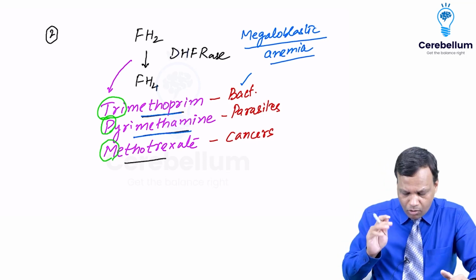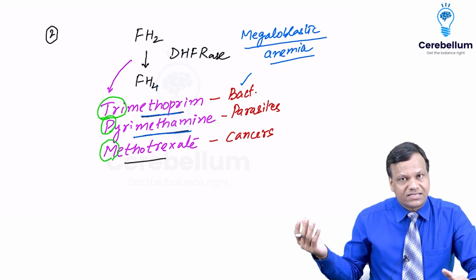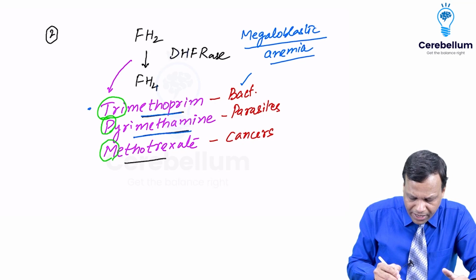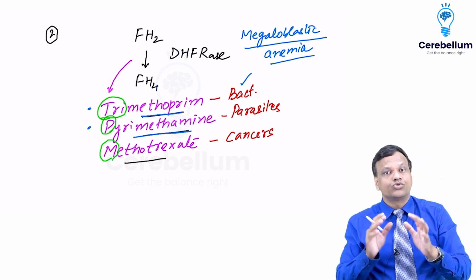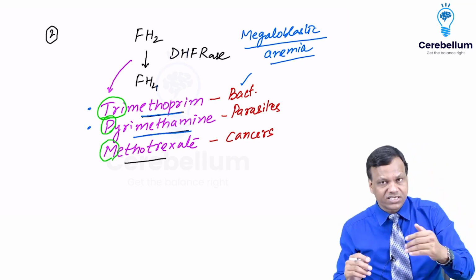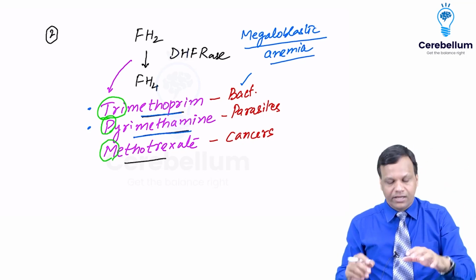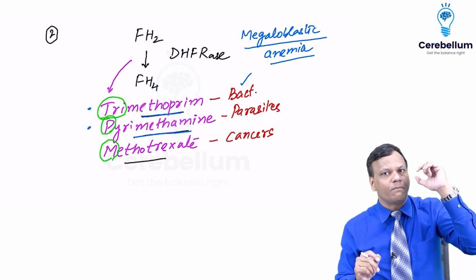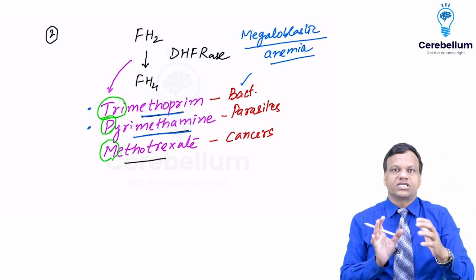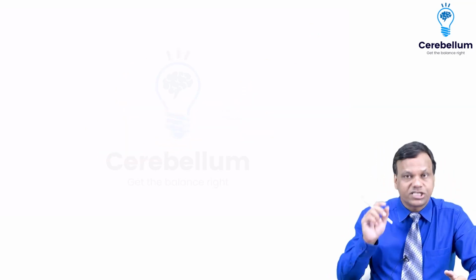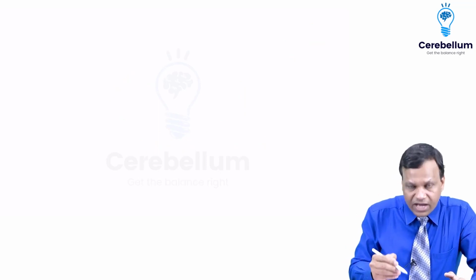Okay. Now methotrexate we will discuss in cancers later on. Trimethoprim and pyrimethamine are not used alone. They are always given in combination with sulfonamide. Remember, the combination is cidal. Individually they were static, but when we combine them with sulfonamide, the combination is cidal. So those combinations we need to discuss. We have two combinations.